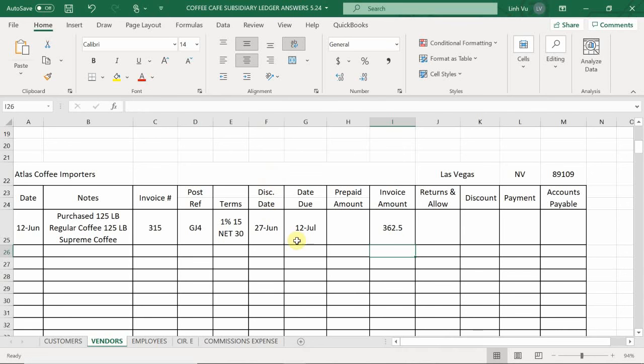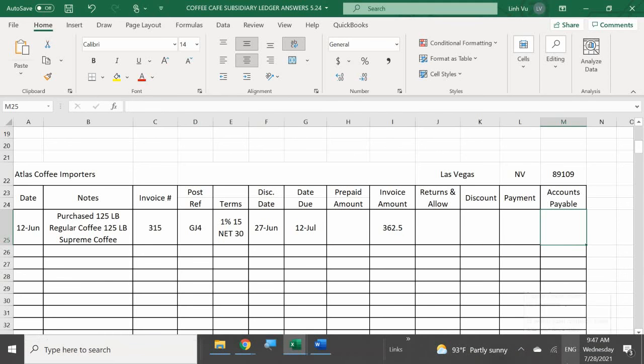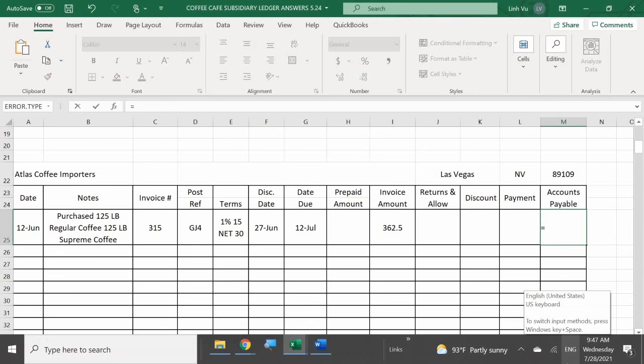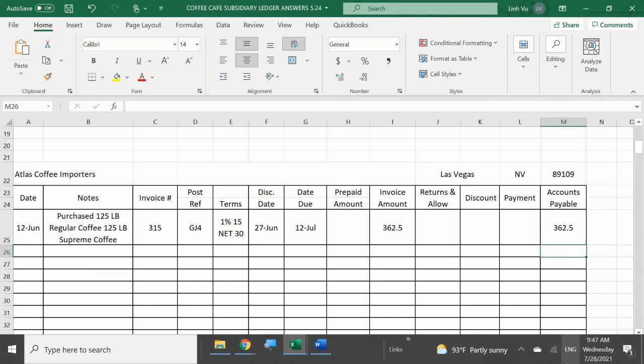So, therefore, if I plug in my formula for my accounts payable account, it's going to be invoice amount, subtract your prepaid, subtract your returns, subtract your discounts, subtract your payments. Okay?